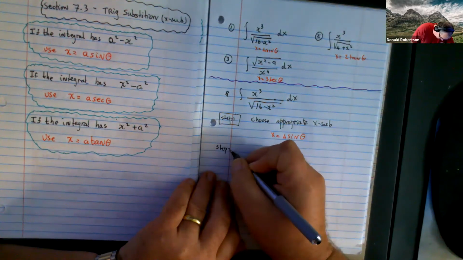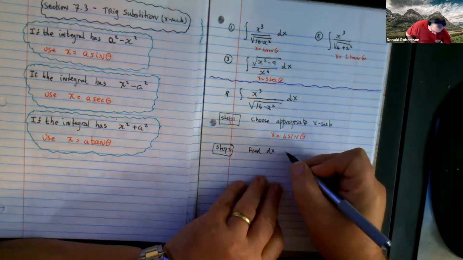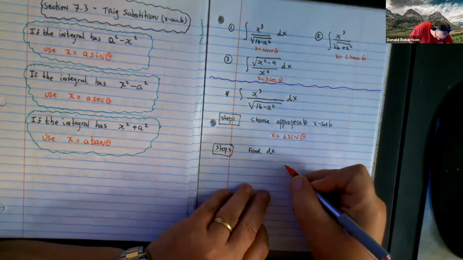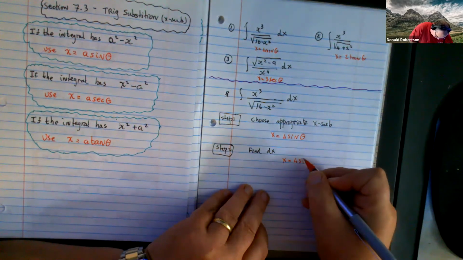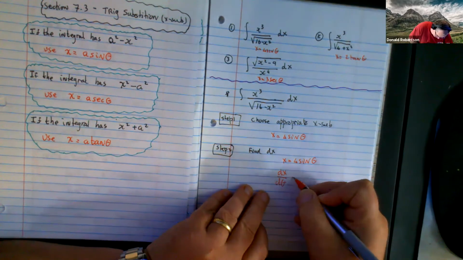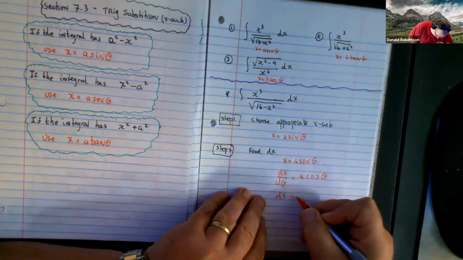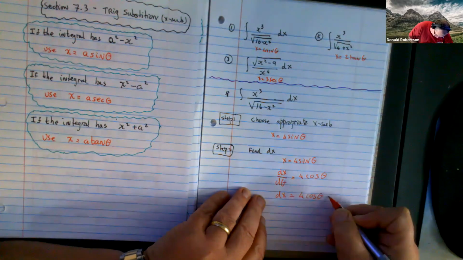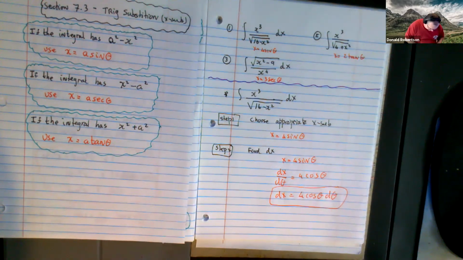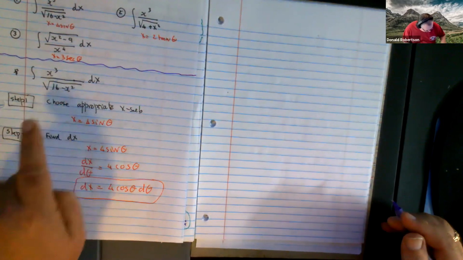Step 2, find dx. So let's see what we got. I have x equals 4 sine theta. I'm going to differentiate x with respect to theta, and that's going to get me 4 cosine theta. I'll do the crossover. We're finished. So that's step 2. So step 1, pick the right x sub. Step 2, find dx.